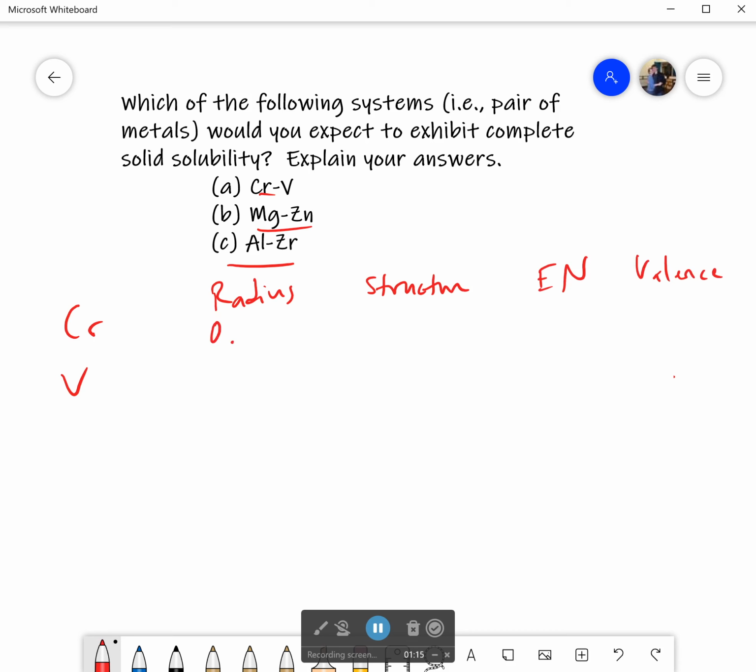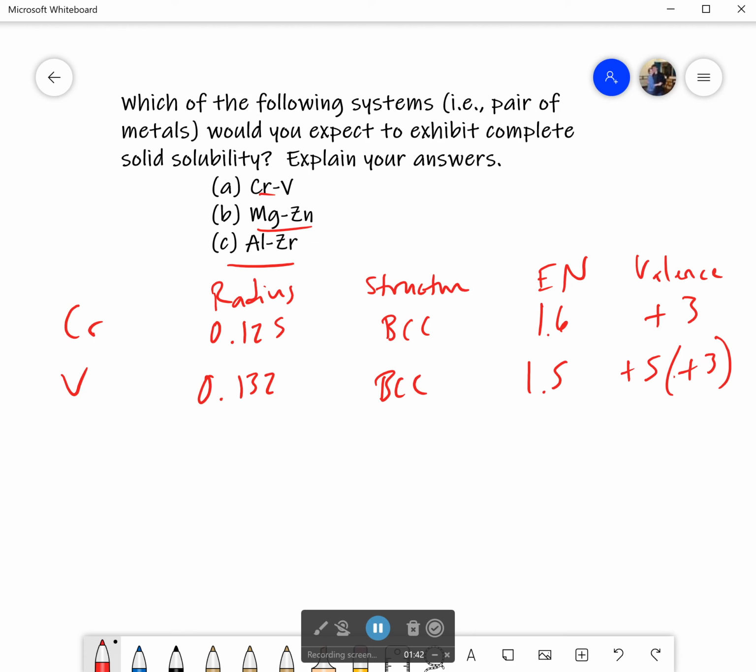Now for chrome, it's 0.125, and that's in nanometers. It's a BCC structure, 1.6 electronegativity, and it's got +3 valence. Vanadium, 0.132, BCC, 1.5, and it's usually +5, but it can also be +3. And then our Hume-Rothery rules will compare all of these.